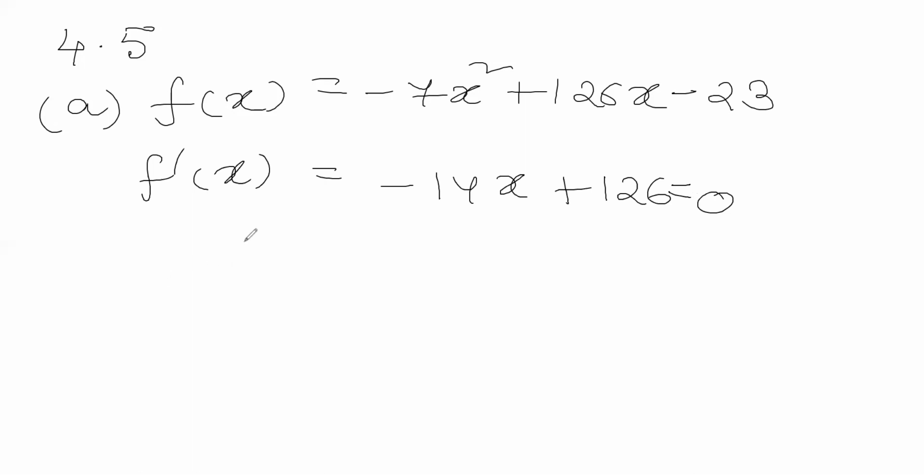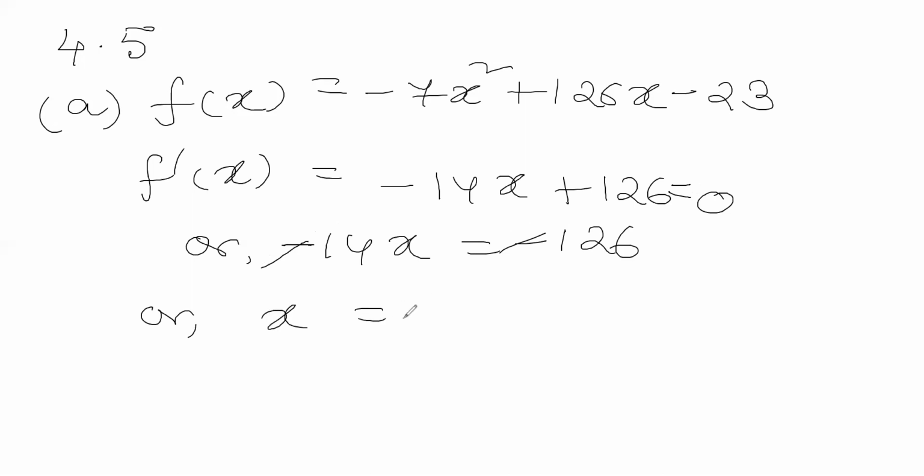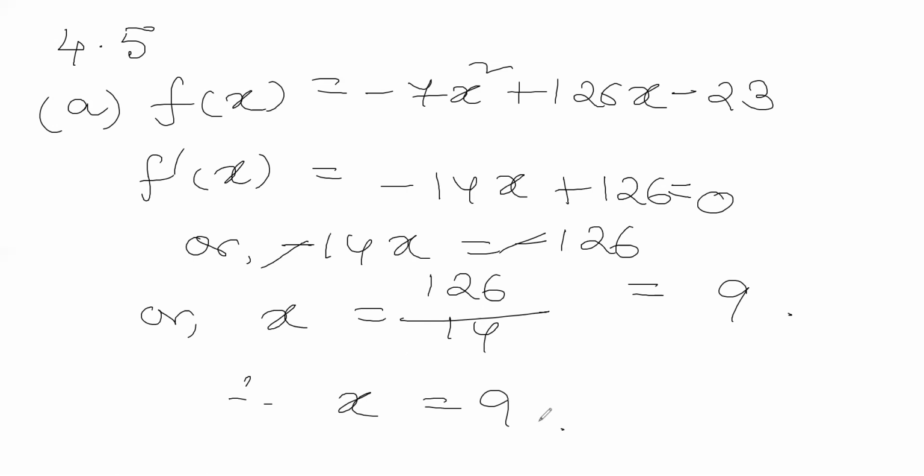Okay, so from here we can get in other words 14x is equal to negative 126. So negative and negative over here cross out, and we are left with x is equal to 126 divided by 14. And it eventually provides us with 9. So over here, basically, x is equal to 9. Okay. Now let's take the second order derivative.